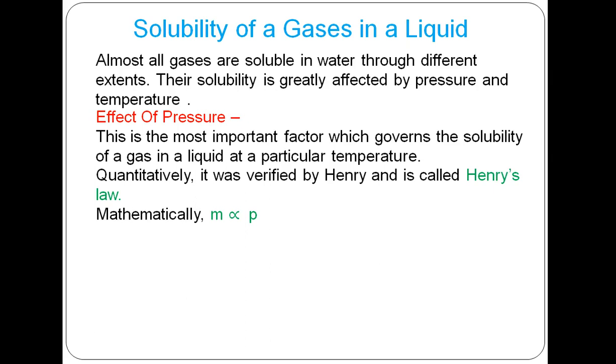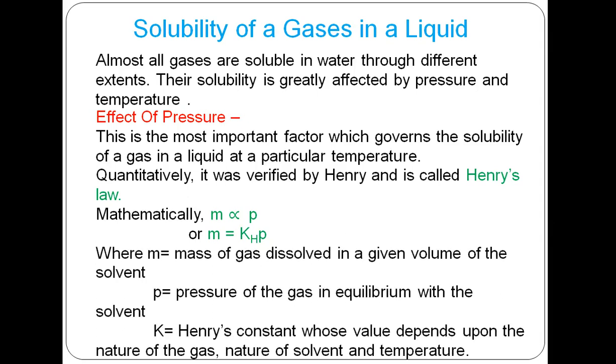According to this law, M is directly proportional to P. Changing the sign of proportionality to equality, M is equal to Kh into P, where M is the mass of the gas dissolved in a given volume of solvent, P is the pressure of the gas in equilibrium with the solvent, and Kh is Henry's constant, and its value depends upon the nature of gas, nature of solvent, and temperature.